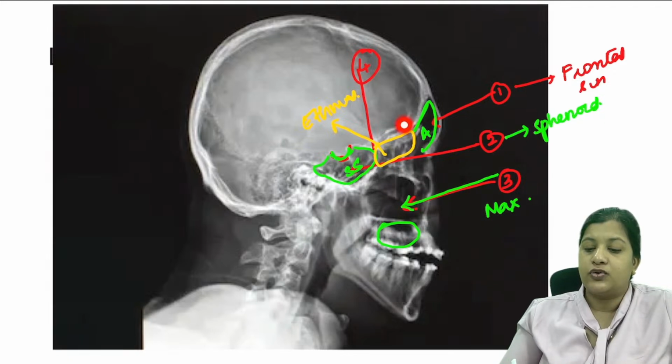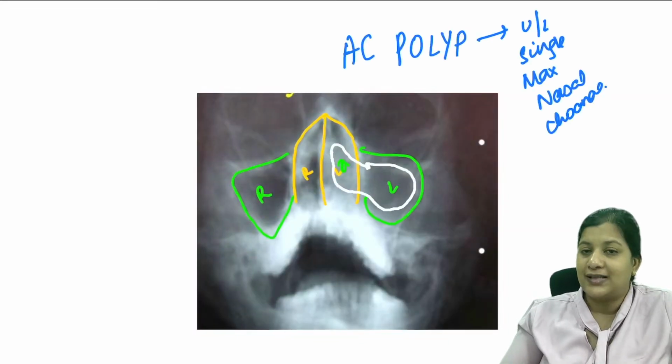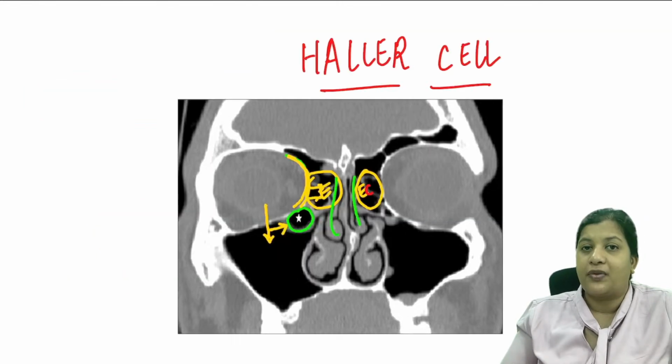Then lateral view shows you all the sinuses, frontal, ethmoidal, sphenoidal, and maxillary sinus. If you see haziness of a sinus, you'll tell that there is probably sinusitis. If you see haziness of the sinus and the nasal cavity, you'll say it's a polyp. If you take a cephalocaudal view in 30 degrees, you will call it as Schuller's. If you take it in 15 degrees, you'll call it as Law's. And if you take it at 30 degree of the orbitomeatal line, you will call it as Towne's view.